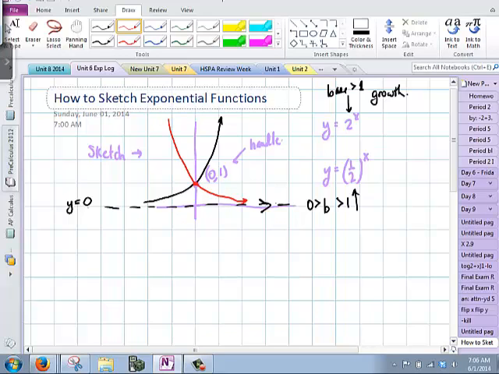So here are the three things that I'm looking for that when you make these sketches that you have correct. The first thing is where the handle moves to, its new coordinate. The second thing would be the equation for the horizontal asymptote. And the third thing is, did you get the curvature correct?